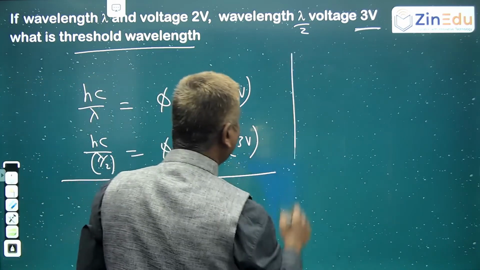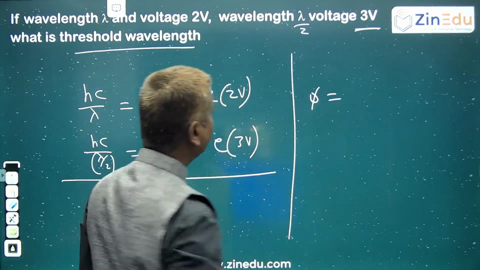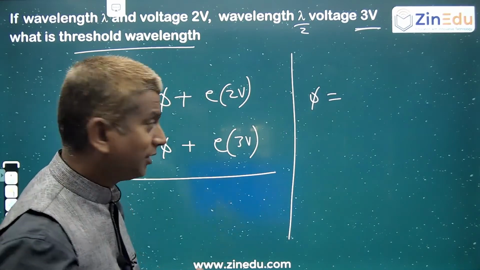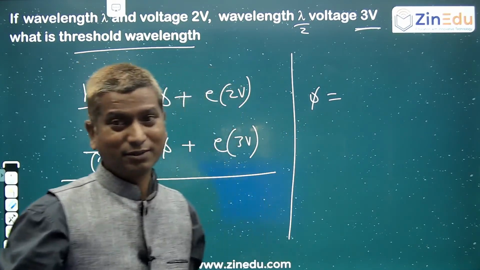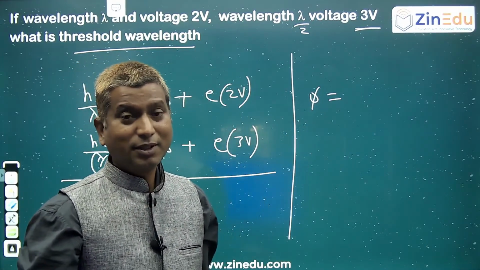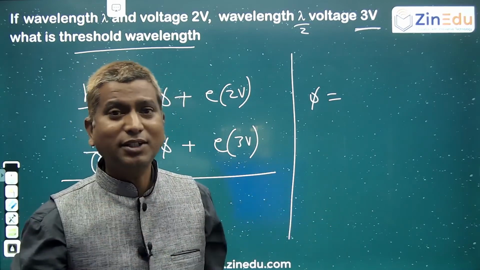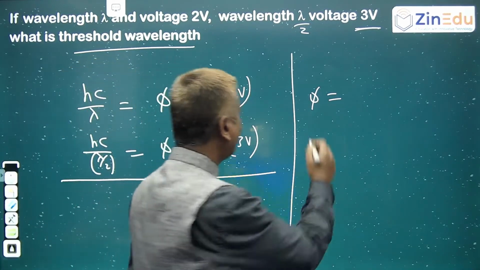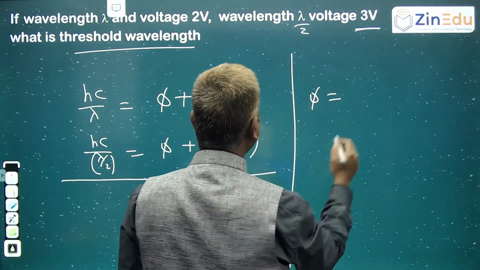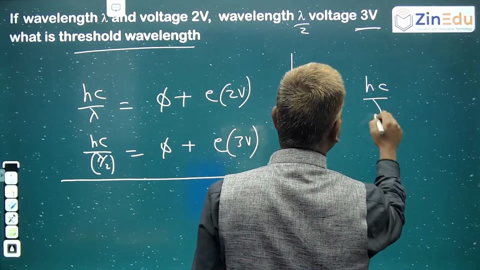Because work function is exactly equal to hc by the wavelength required. What is the threshold wavelength? It is the maximum wavelength required so that photoelectric emission takes place. Work function is equal to hc by lambda naught.